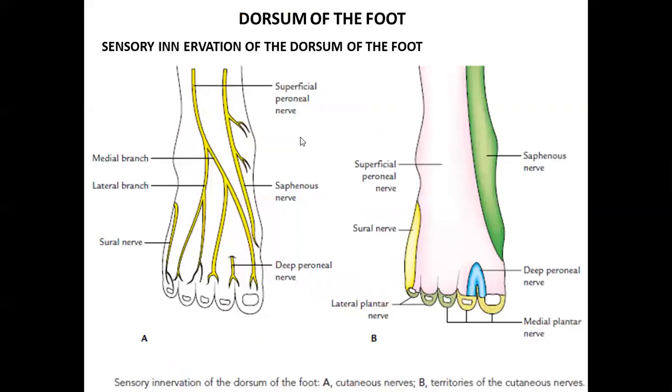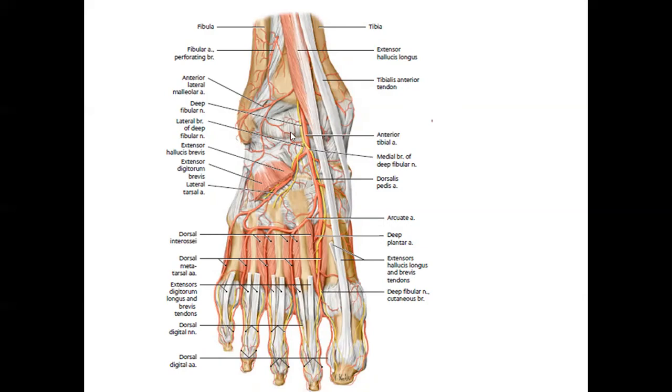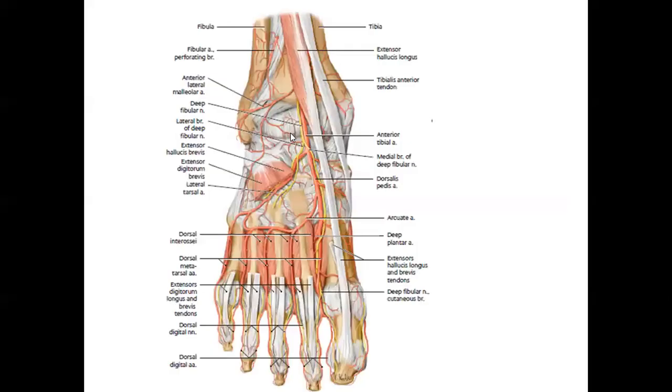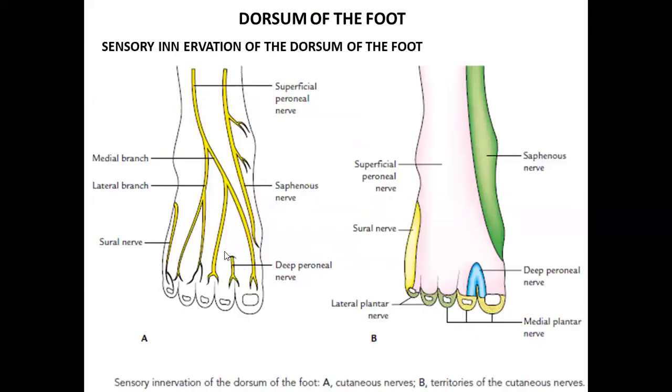Okay, so what are the different branches it gives? We know it is the main nerve that supplies the muscles of the anterior compartment. The four muscles of the anterior compartment will be supplied by it. The extensor digitorum brevis, on the dorsum of the foot, will be supplied by it. And because this nerve goes down and lies in the first digital cleft, the muscle here, the first dorsal interosseous, will be supplied by this. Cutaneous branches: we know it supplies the skin of the first interdigital cleft.